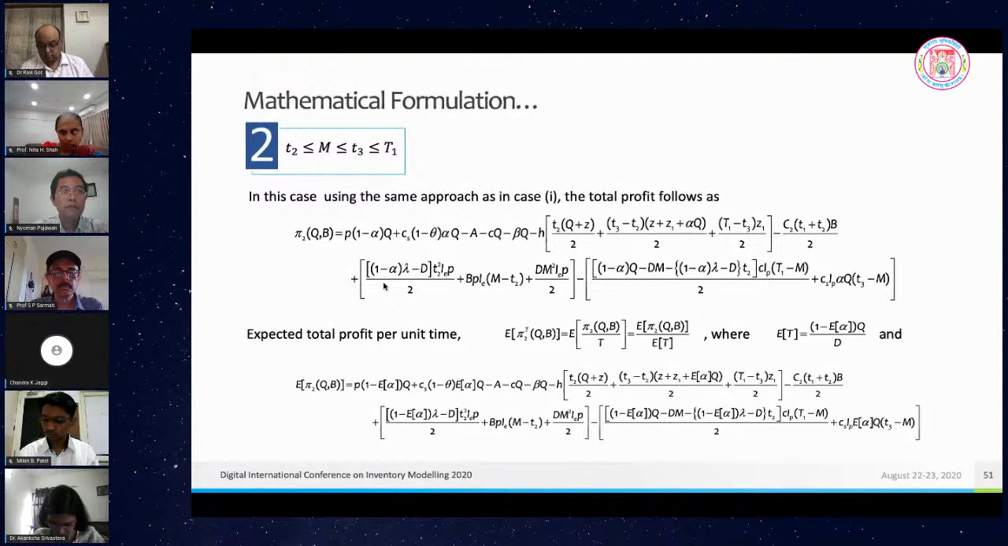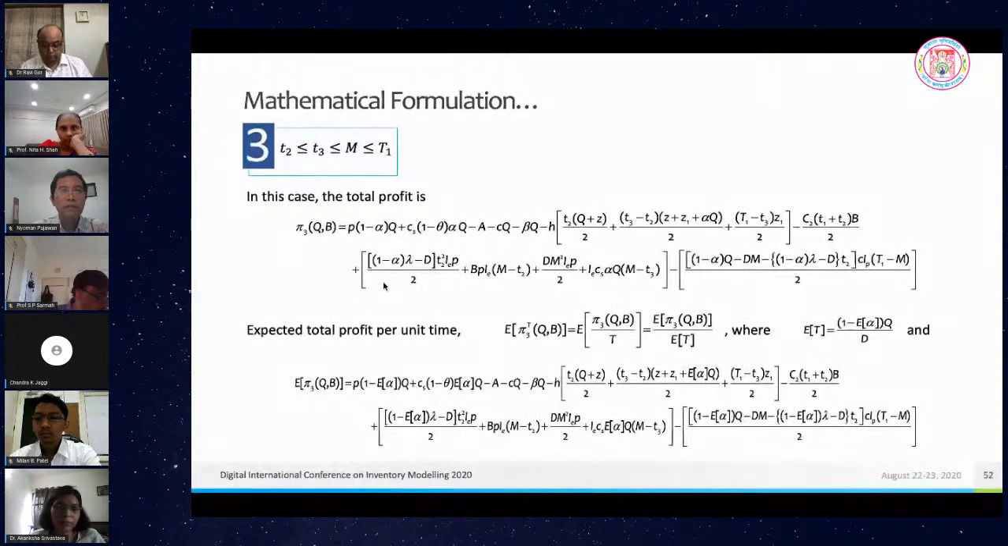Under this situation, now M is after T2 and before T3, and of course T1 is greater. In this situation, the profit comes out to be this. For the expected profit, because alpha is a random variable, we get this as the total expected profit per unit time. Next, please. This is the same situation when M moves after T3 and is less than T1, and that is where we get the expected total profit per unit of time in the third case. Next, please.